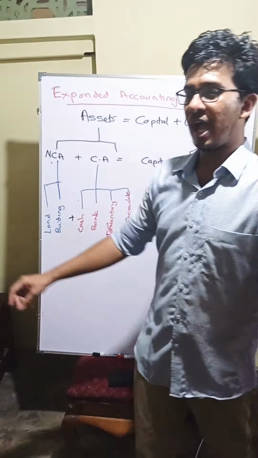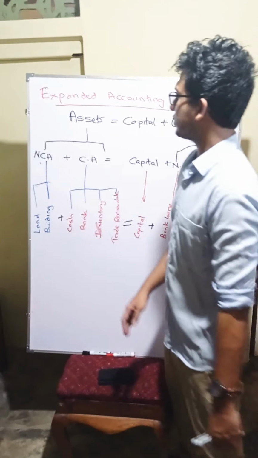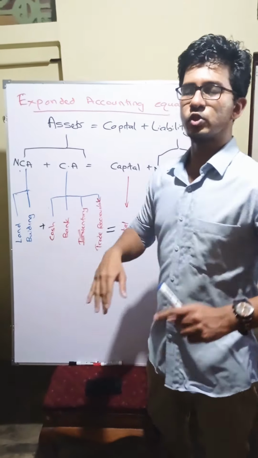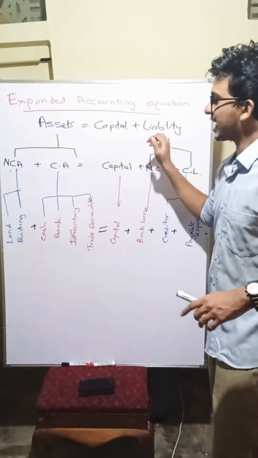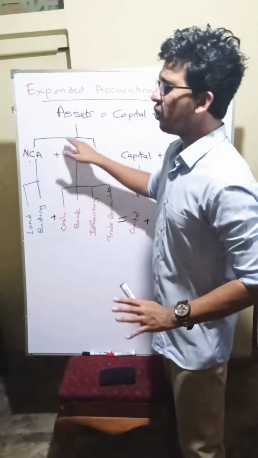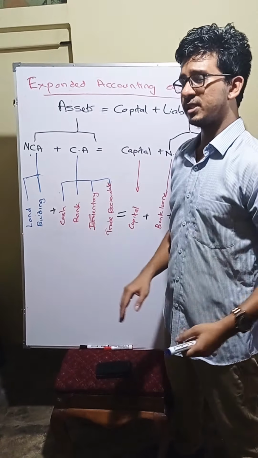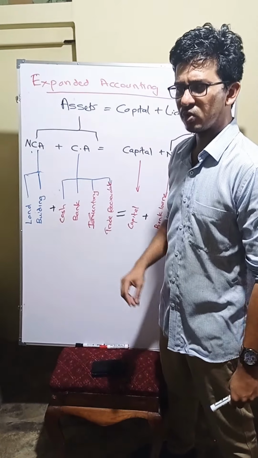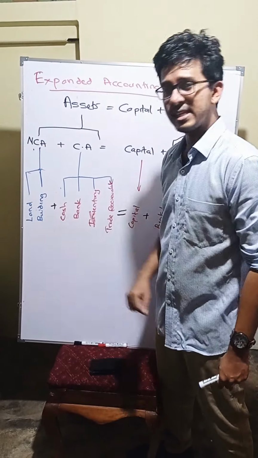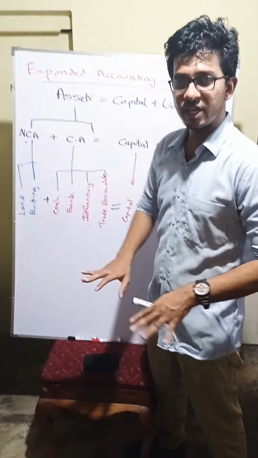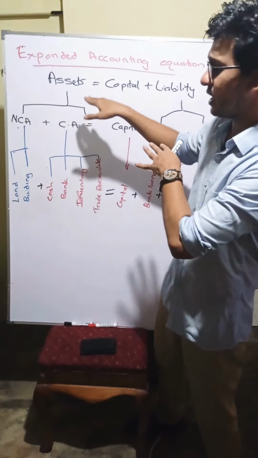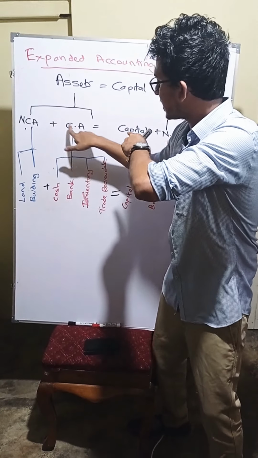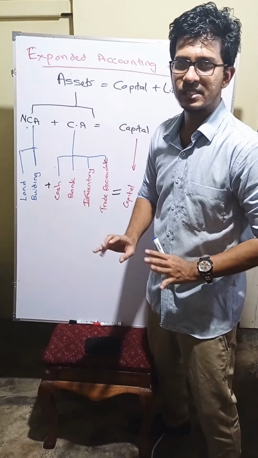I have already taught you the basic accounting equation. What is the basic accounting equation? Assets equal capital plus liability. Now, in my first video I explained that assets we can divide into two: non-current assets and current assets. So here I am going to say assets means non-current assets plus current assets, equal.